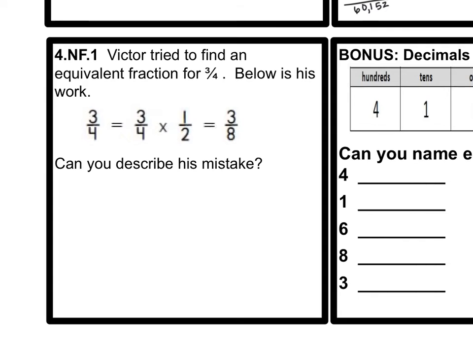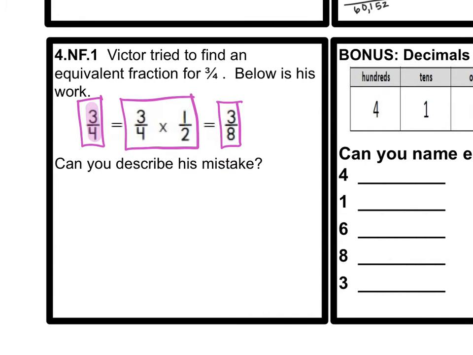Next, Victor tried to find an equivalent fraction for 3/4. Below is his work. Can you describe his mistake? So a lot of students assume that because he started with this fraction, that was the mistake, but it's not, because that's okay. What this is trying to show you is that 3/4 is the same thing as 3/4 times, which should give you an equivalent fraction.